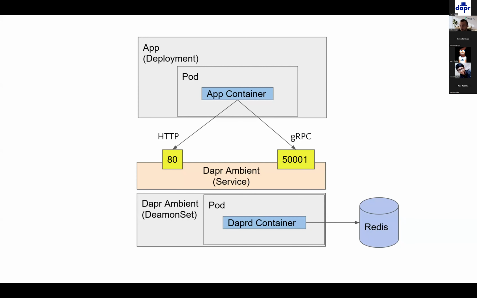So in the example we're going to show, we have Dapr Ambient installed using a daemon set and has a pod that contains the Dapr container. That will be talking to Redis like it would normally as a component. And then the Dapr Ambient service offers a few ports, but we're gonna focus on 2 ports today: the HTTP port and gRPC port. These are the ports where the application talks to the sidecar. Dapr Ambient also offers the internal gRPC port and the metrics port, but we're not gonna use those for this demo.